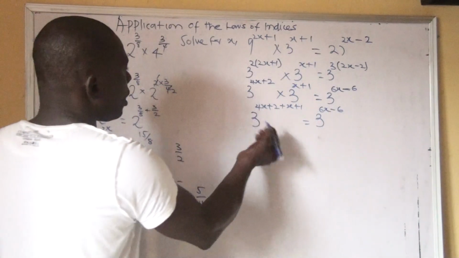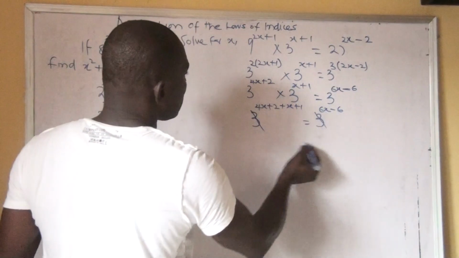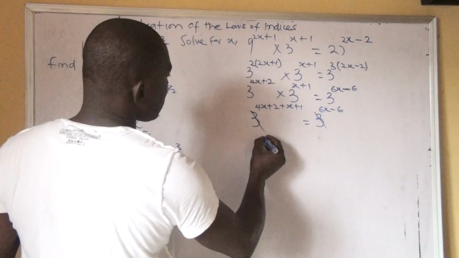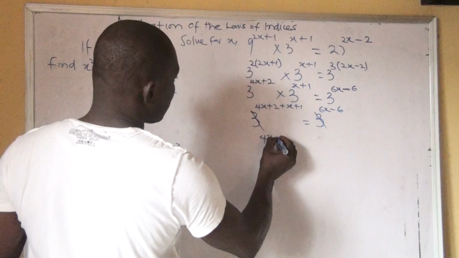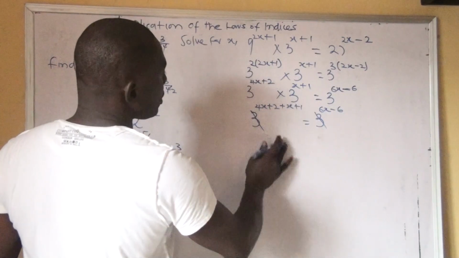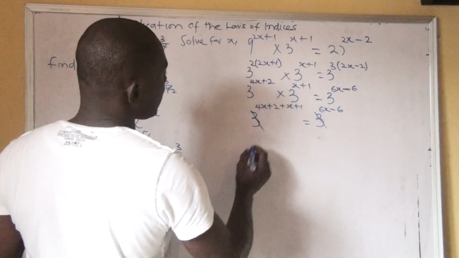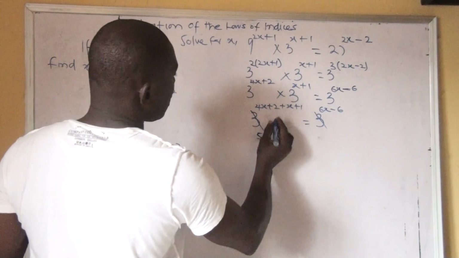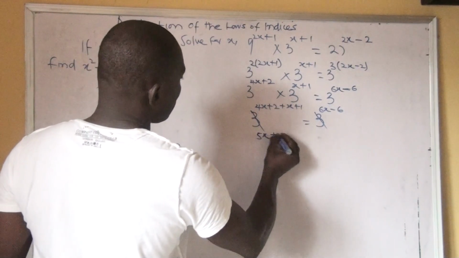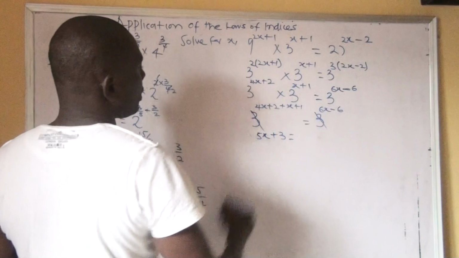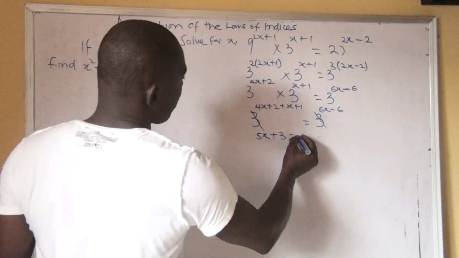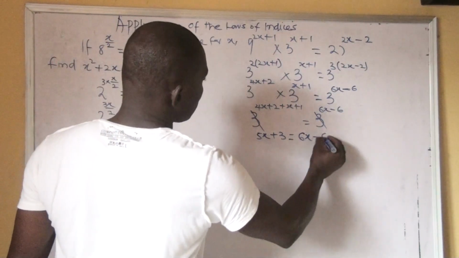Here we don't have anything to do with the bases. We equate only the powers. This becomes 4x plus x, which gives us 5x, and 2 plus 1, which gives us 3. On the right hand side, we have 6x minus 6.